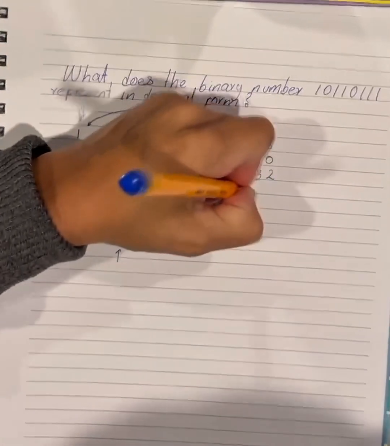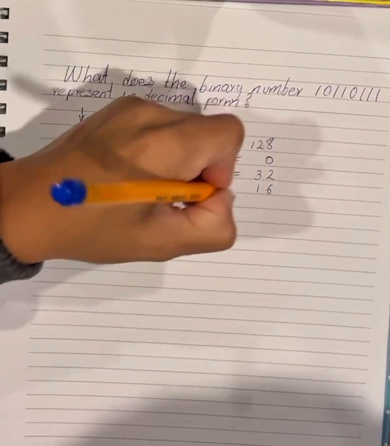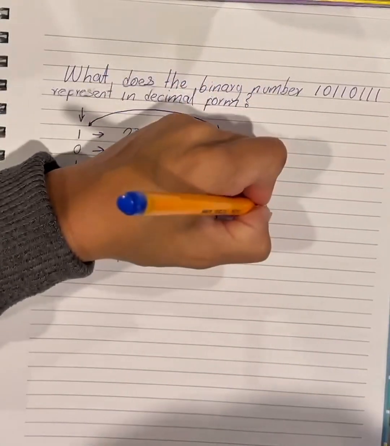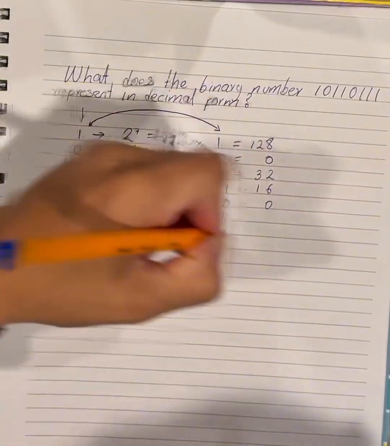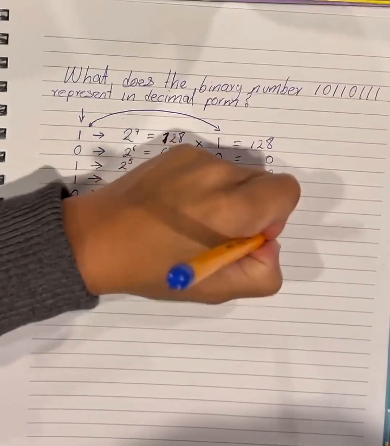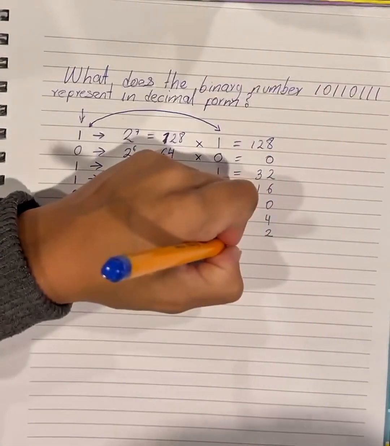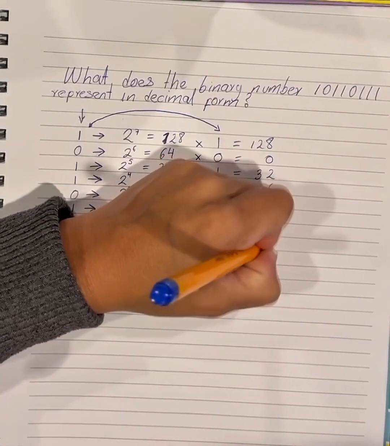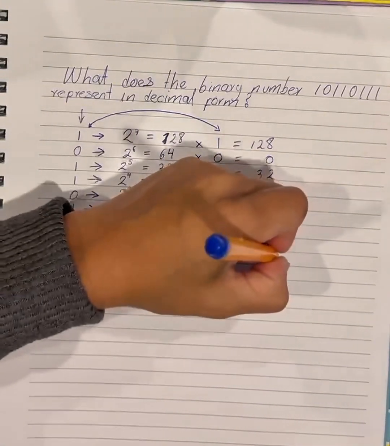Then 32 times 1 is 32. Then 16 times 1 is 16. And if it's a 0, you multiply it by 0, and that's it. It's a 0. It couldn't be any easier.